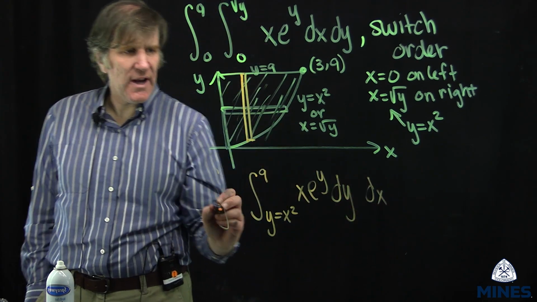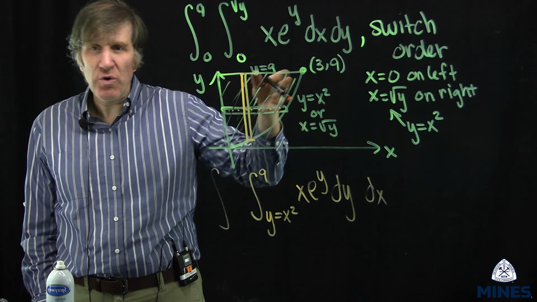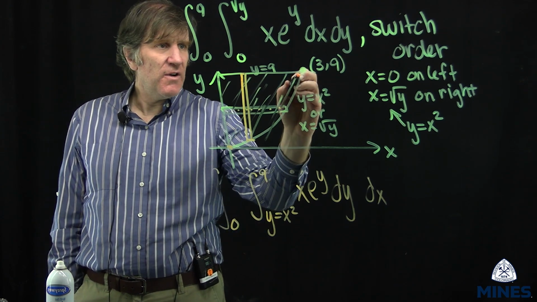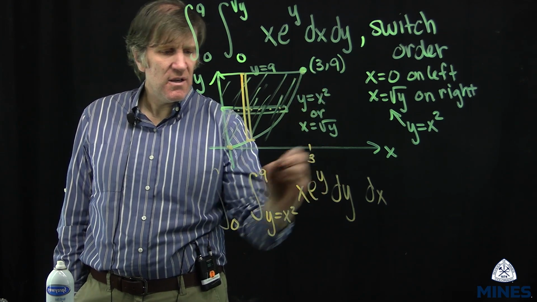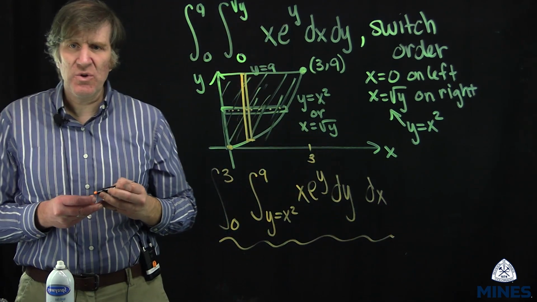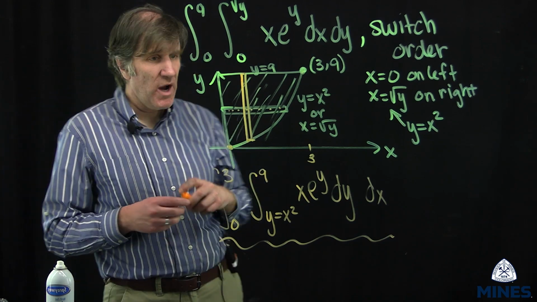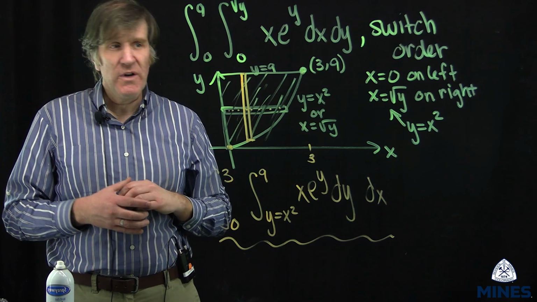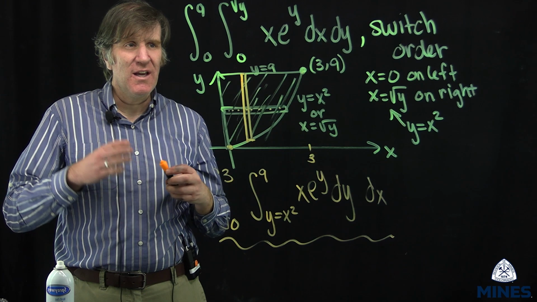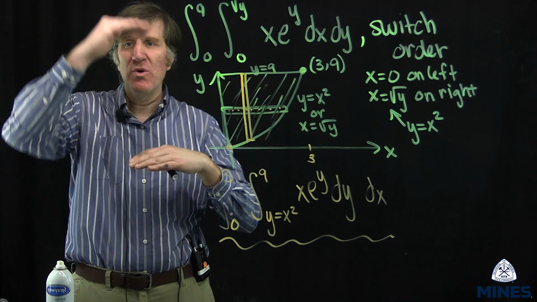And that leaves for x, if I'm going to do a series of these vertical rectangles, the very first one starts at x equals 0, and the very last one ends at x equals 3. So now we have our double integral written out as a dy dx integral instead of the given dx dy. And that's how we switch the order of integration. It relies heavily on being able to come up with the picture and always thinking x on the left to x on the right, or y down below to y up above.